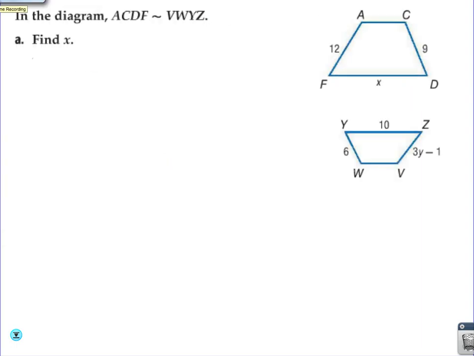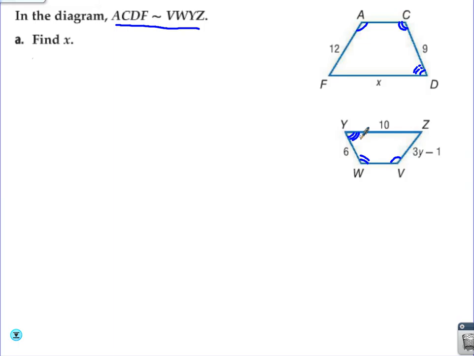It says in the diagram, ACDF is similar to VWYZ. And a reminder that a similarity statement works the exact same way as a congruent statement. We know that by looking at this similarity statement, angle A would be congruent to angle V. Angle C would be congruent to angle W, and so on and so forth. D would be congruent to Y, and then Z and F.